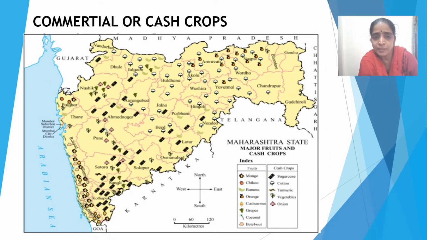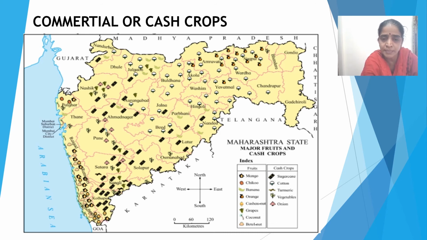This is a map of commercial or cash crops. It is all about the fruits, the vegetables, cotton, turmeric. These are the cash crops, and they are commercial crops. Here in this map you can see where all it grows.